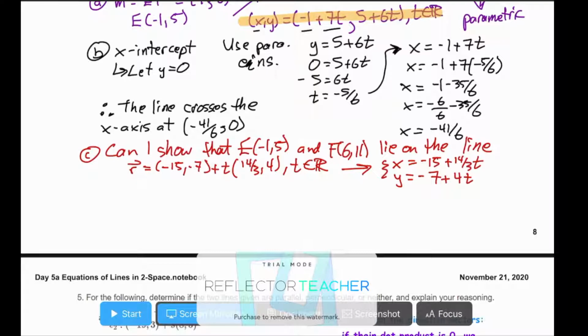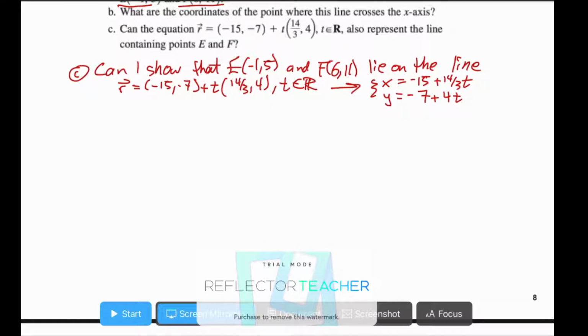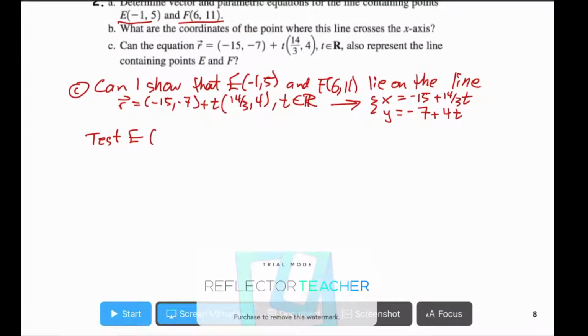I'm running out of room here. Hopefully we can manage to fit this okay. I don't think this is going to fit, so I'm going to erase the stuff that appears above. You've already seen it in the video. If you need that information again, just rewind and see what's been erased. As I was saying, now that we have our parametric equation of this line, let's test each of our points. So we're going to test point E, which we recall is at -1 comma 5.